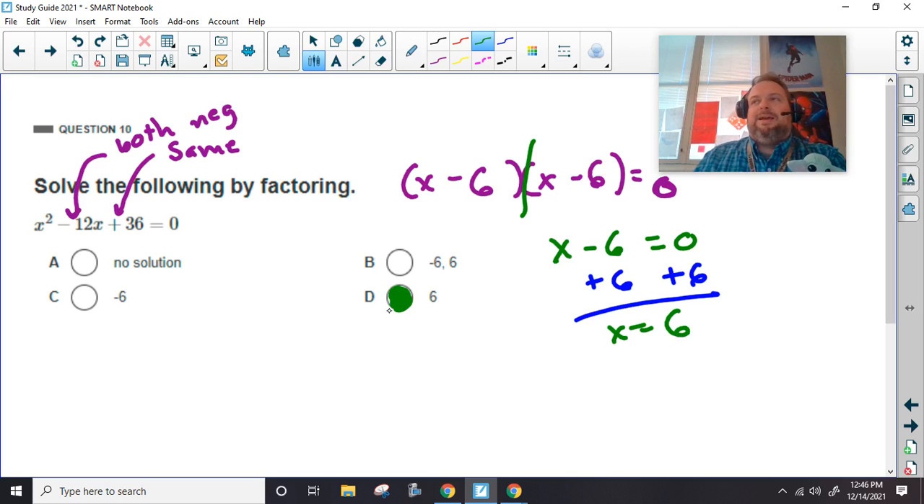Now, I will tell you this. If it says solve by factoring and no solution is up there, you can go ahead and say that's not one of them. I'm not going to say solve by factoring and have it have no solution. That would be a plot twist. Can I make all the answers C?